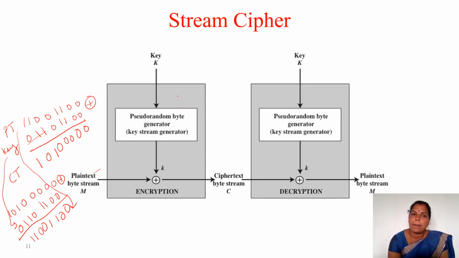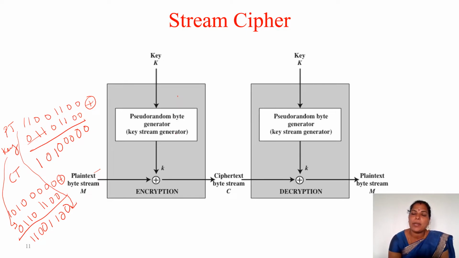See this example. The plain text is 11001100, and the key stream generated key is 0110110. Then we are performing the XOR operation. XOR operation, we know it is an odd function. That is, if there is an odd number of 1s, then only it will produce 1. Otherwise, it will produce 0. So 0, 0, both 0, so 0; both 1, 0. So an odd number of 1s means only we will be getting a 1 value. So we are getting the ciphertext like this: 101, and then zeros.